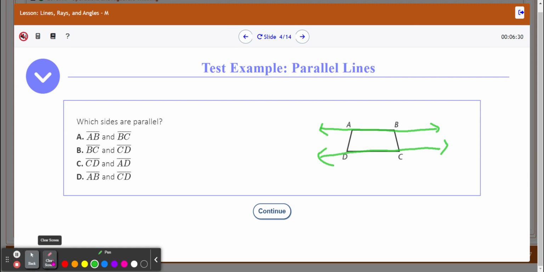All right. So what am I looking at here? AB and DC is the answer. Or AB and CD. Sorry, either one is okay. AB, CD, DC, they're the same line. Okay.